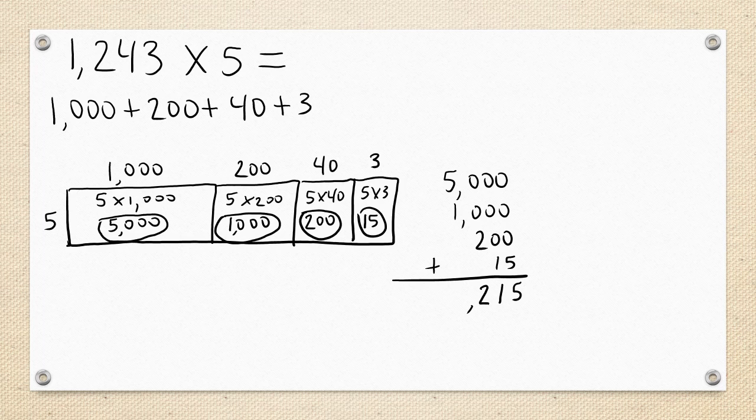And then I add my thousands. 5 thousands plus 1,000 equals 6,000. So my final product is 6,215. I have successfully multiplied 1,243 times 5, which equals 6,215 using the area model method.